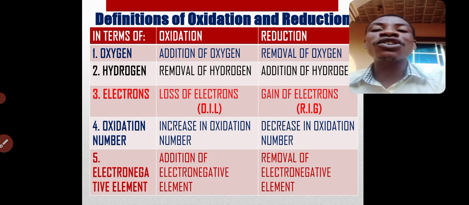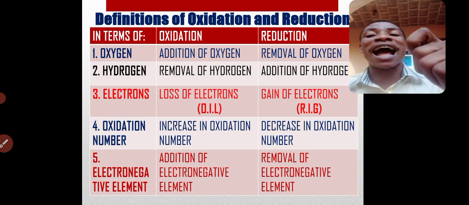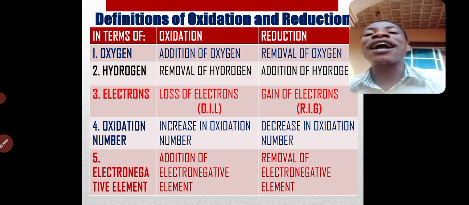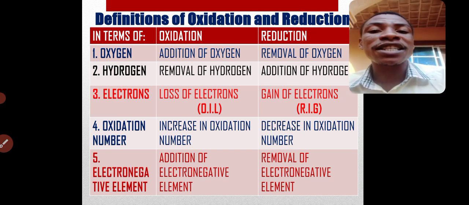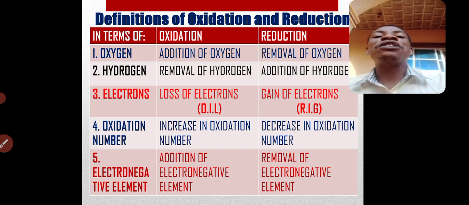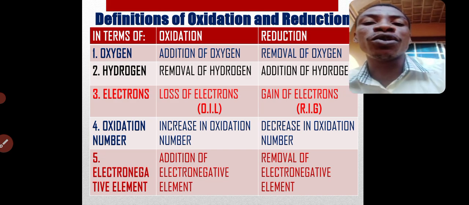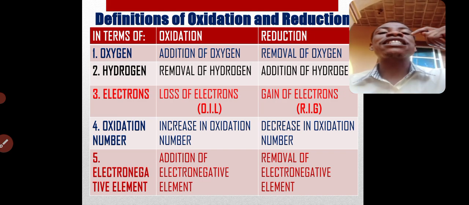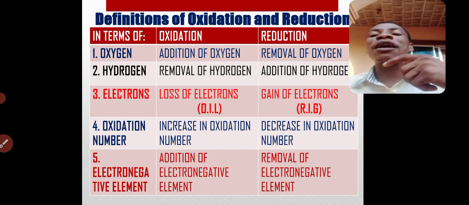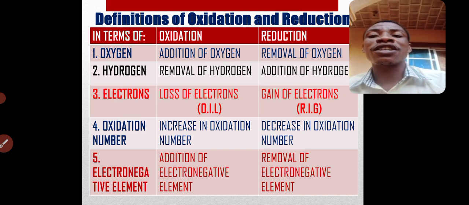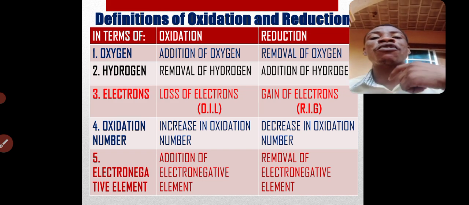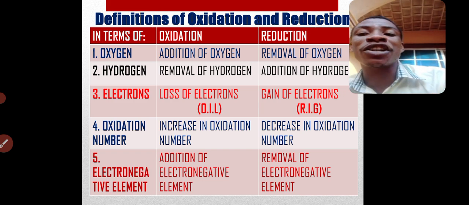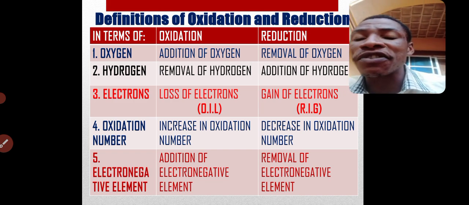Now there are many definitions for oxidation and reduction, and like you see on the screen now, you can define oxidation in 5 different ways. Before now, you defined oxidation in terms of oxygen alone. But later on, we discovered that there are some reactions that don't involve oxygen that are still redox reactions. And that's why we came up with the other 4 definitions. We define oxidation in terms of oxygen, in terms of hydrogen, in terms of electron transfer, in terms of oxidation number, and in terms of electronegative element.